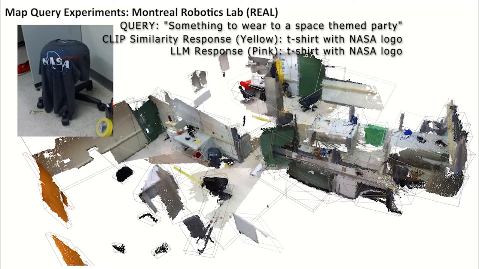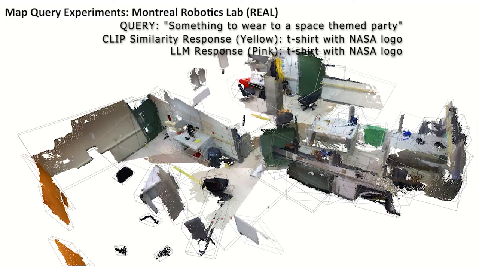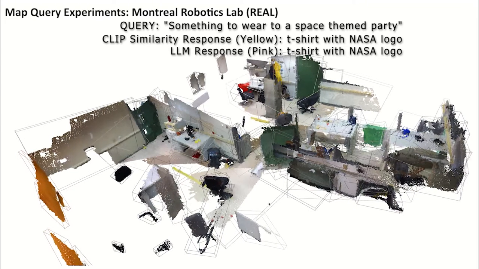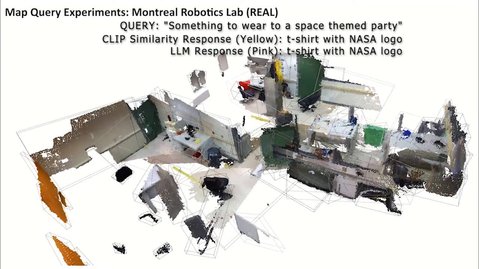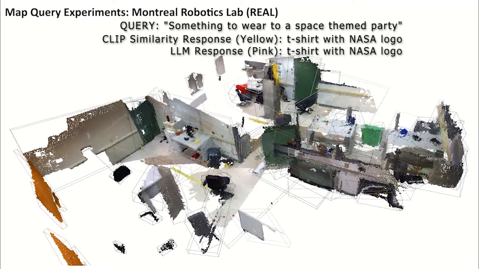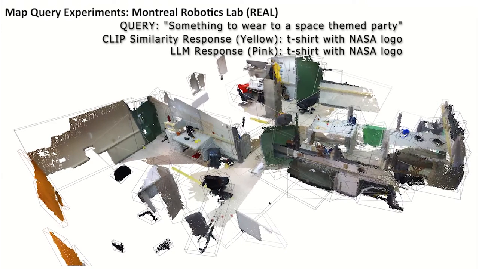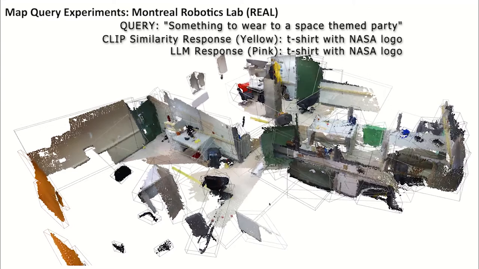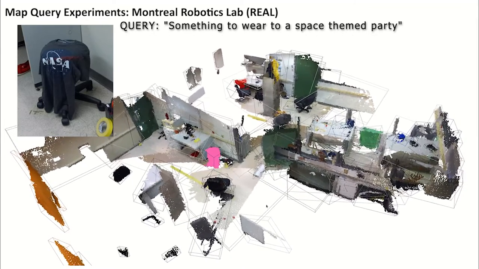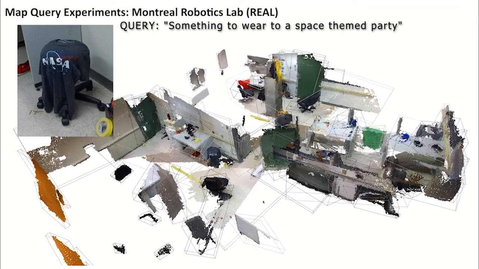Here, we can see that a t-shirt with the NASA logo was selected. That's pretty good. Another way to resolve the query is via a large language model, or LLM for short. We feed the LLM a serialized scene graph in a simple JSON format. The LLM can then use the object captions to select the most appropriate object for the query, shown here in pink. Looks like we get the NASA shirt again, same as CLIP this time. Both methods work well for this query.